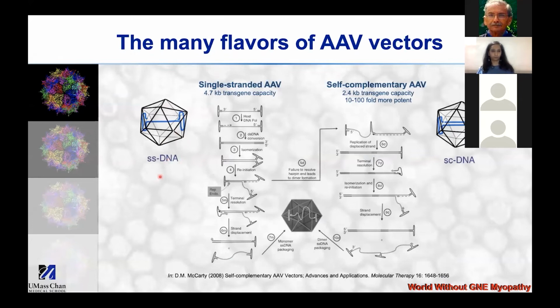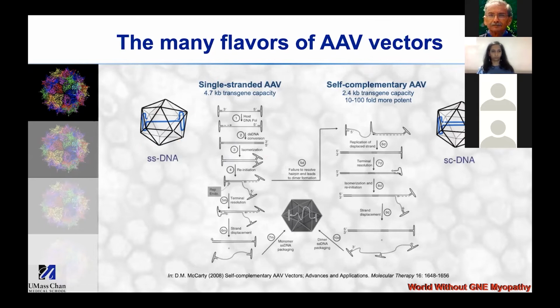But in addition to this form, which was the classic form used in most trials, you can actually do a genetic trick where you trick the virus into packaging these double-stranded genomes, or self-complementary. The advantage of this type of design is that it's a lot more potent than the single-stranded, because when the virus enters the cells, it's ready to be expressed because it has these double-stranded genomes. So these are much, much more efficient than these versions.